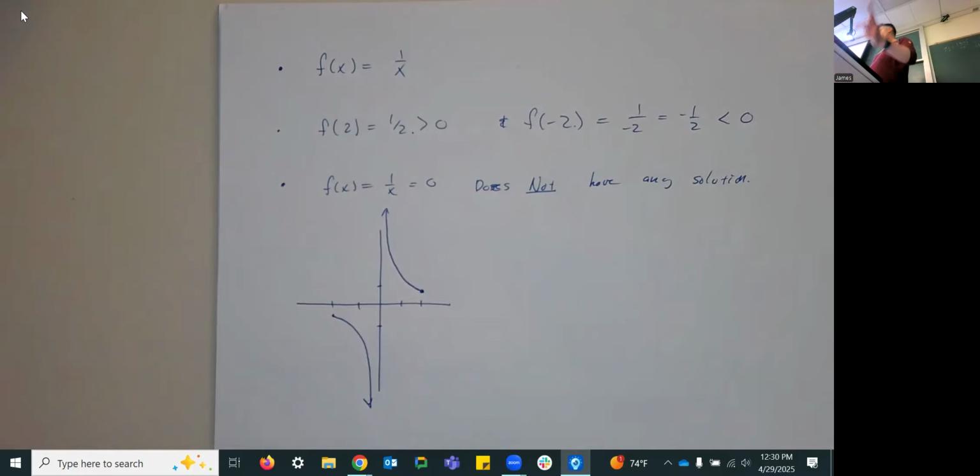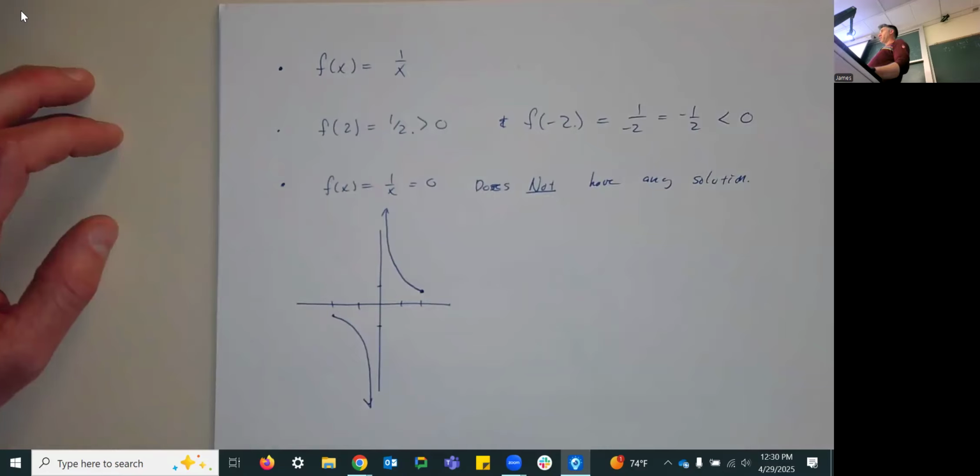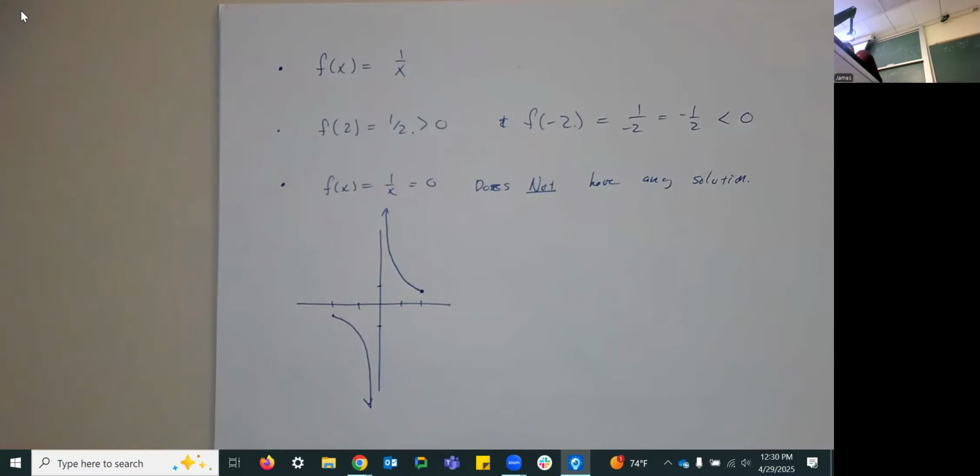Yeah, good question. Thank you for asking that. It's definitely an important thing to do. You have to have all the conditions met to then use the theorem. That's all I really have to say about the intermediate value theorem, unless there's other questions about it.